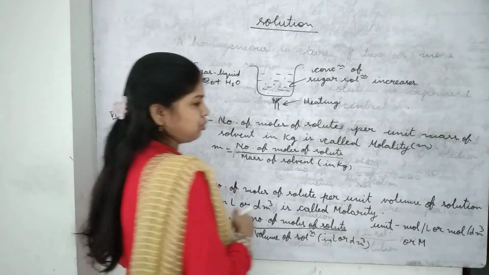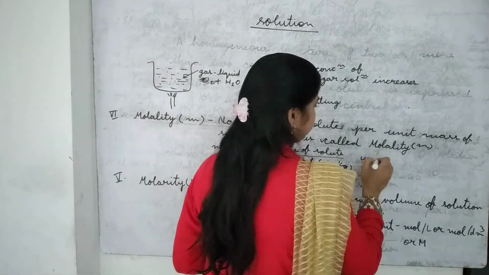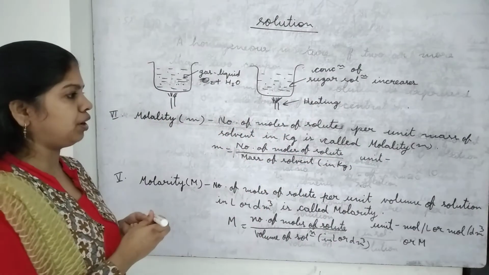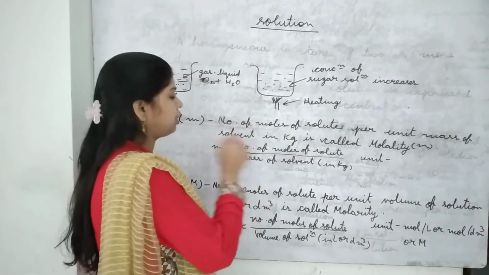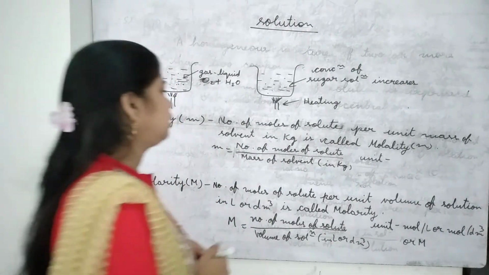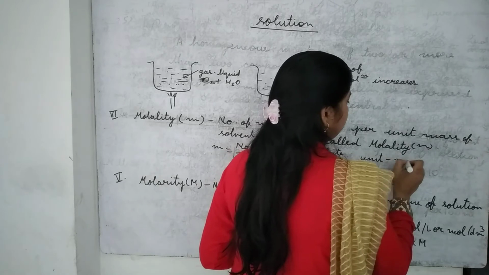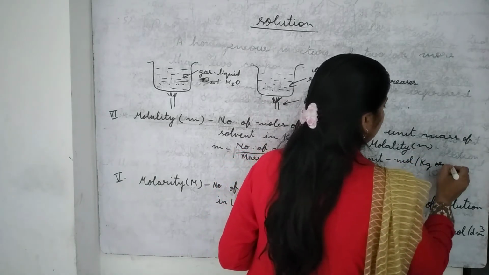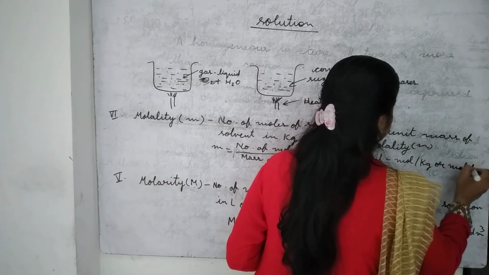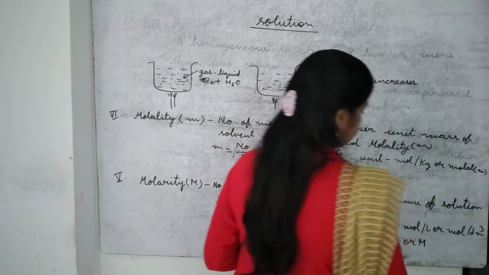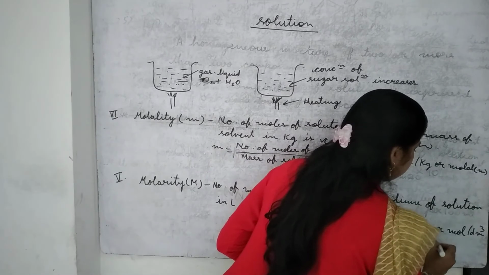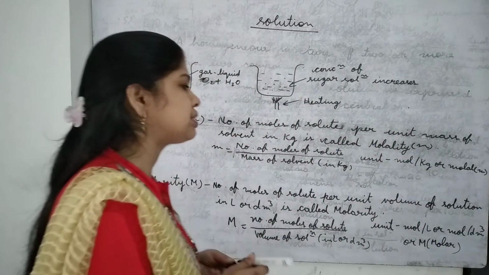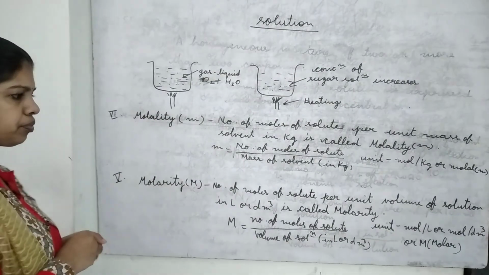So what will be its unit? It's very simple. According to definition or according to formula also, we can tell what is the unit of molality. It is mole per kg or molal. Molal, we can write it as small m. Just like here it was molar, so capital M, and here it is molal, so small m.